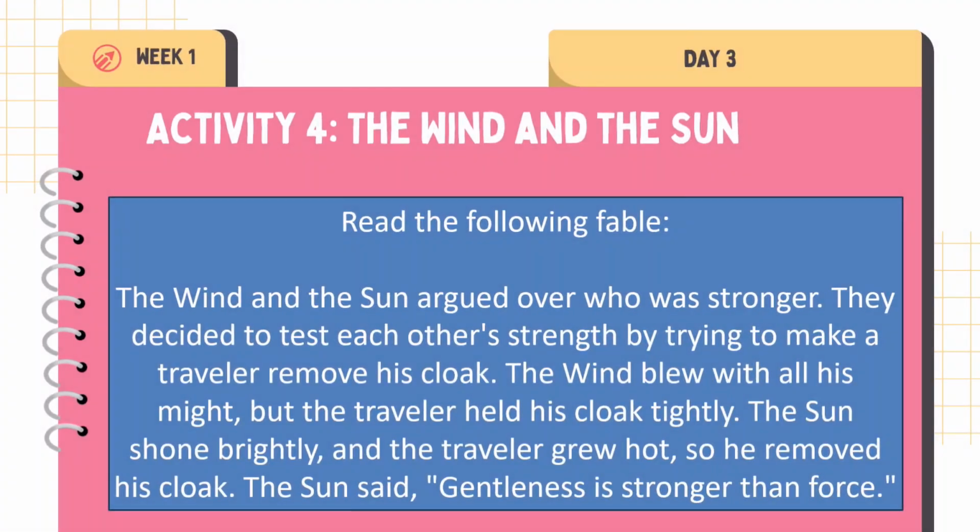Students, let us read the following fable. The wind and the sun argued over who was stronger. They decided to test each other's strength by trying to make a traveler remove his cloak. The wind blew with all his might, but the traveler held his cloak tightly. The sun shone brightly, and the traveler grew hot, so he removed his cloak. The sun said, "Gentleness is stronger than force."